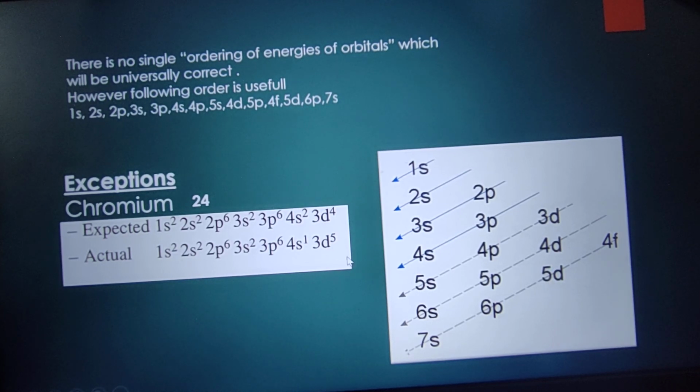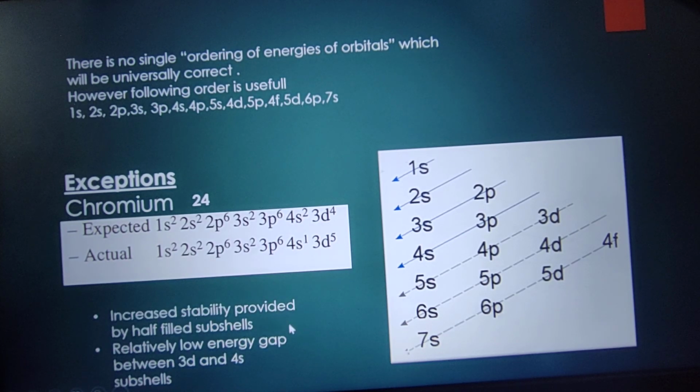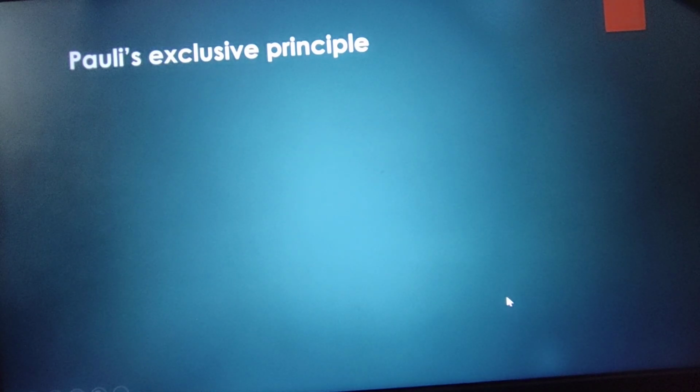So to attain this half-filled configuration, an electron moves from the s orbital to the d orbital, and the energy difference between the 4s and 3d orbitals is also low. So this is also the reason for the configuration 4s1 and 3d5. In most cases, the ordering of energies of orbitals will be in this order. Next one, Pauli's exclusion principle.